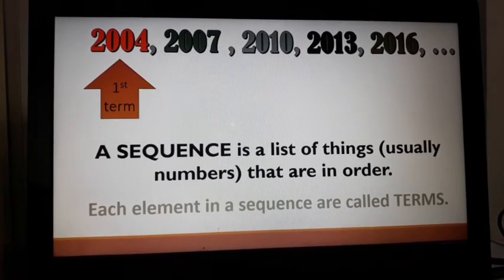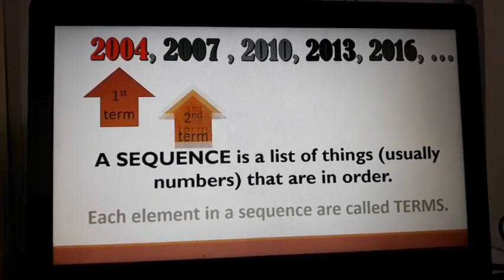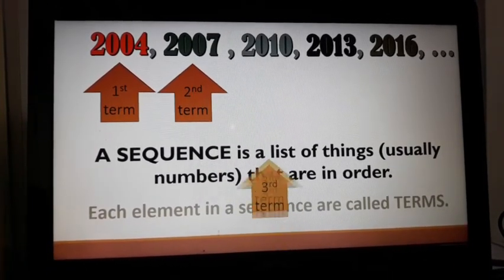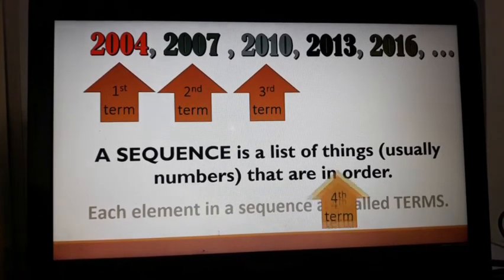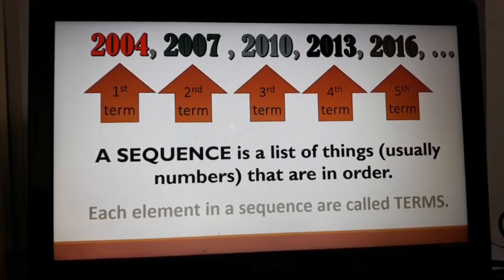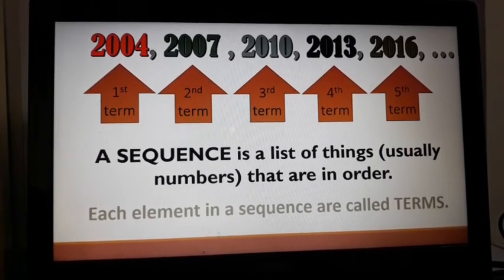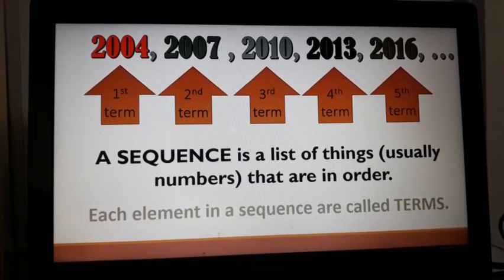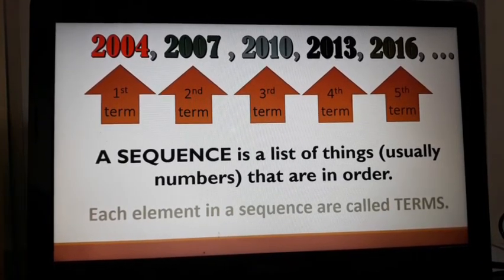2007 is also an element. It's also called the second term. 2010 is the third term. 2013 is the fourth term. 2016 is the fifth term. So if we will continue the sequence, 2019 will be the sixth term, 2022 will be the seventh term, and so on.